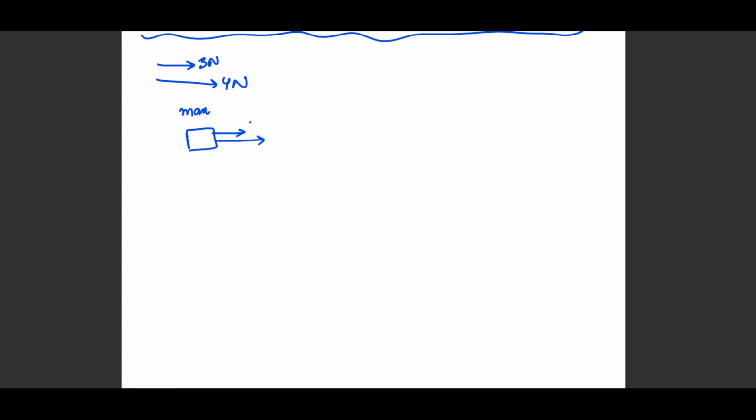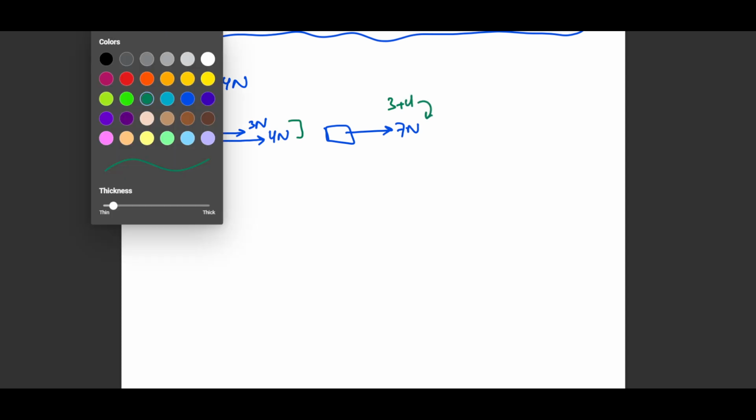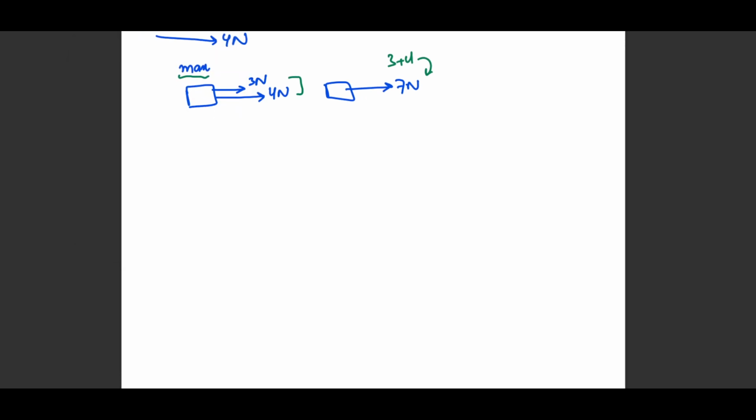I can produce a maximum of 7 newtons of resultant if both forces act in the same direction. Since they're both in the same direction, they're helping each other. So the combined effect would be 3 plus 4, making 7 newtons. This is the absolute maximum that these two forces can do, not more than this.